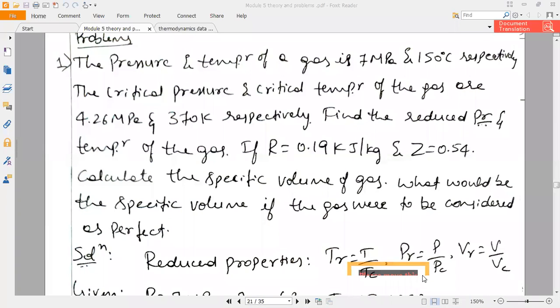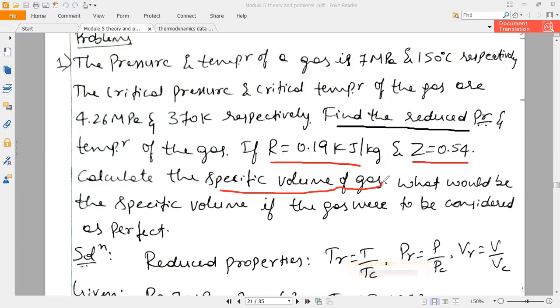Problem number 1. The pressure and temperature of a gas are 7 megapascal and 150 degrees centigrade respectively. The critical pressure and critical temperature of the gas are 4.26 megapascal and 370 Kelvin respectively. Find the reduced pressure and temperature of the gas if R is equal to 0.19 kilojoule per kg K and Z is equal to 0.54. Calculate the specific volume of the gas.